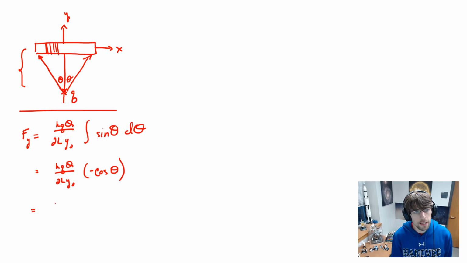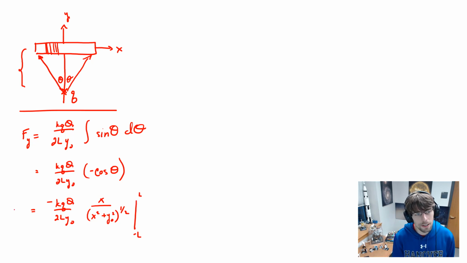And let's go ahead and substitute back in our expression for cosine of theta. Put the negative sign there. That was x over x squared plus y naught squared to the 1/2. Don't forget, we still need to evaluate at the upper and lower limits.